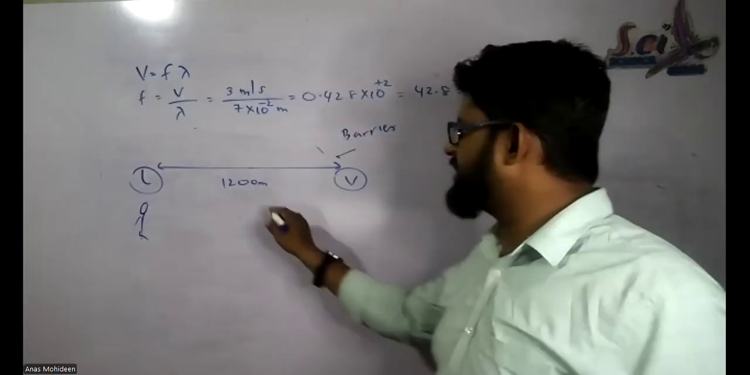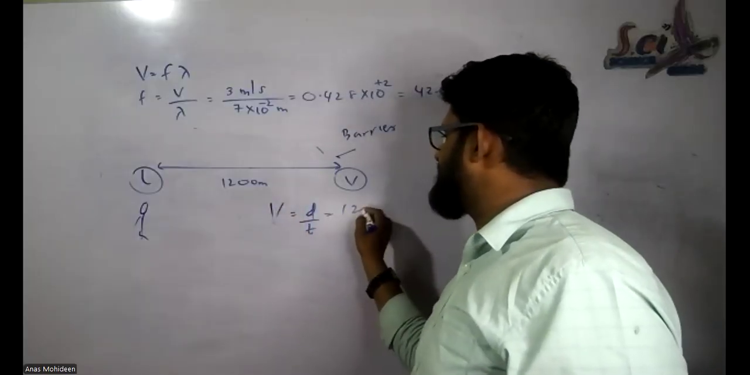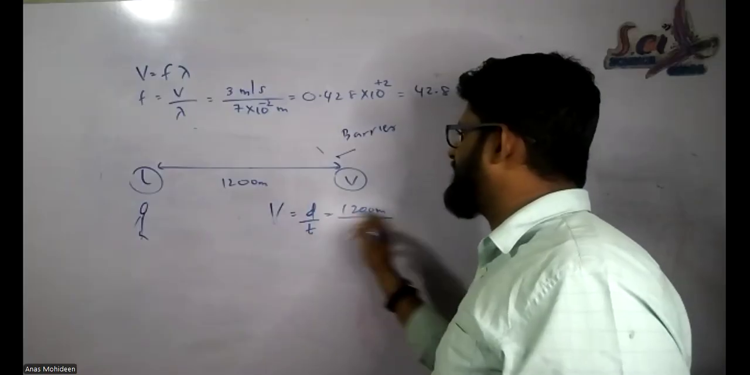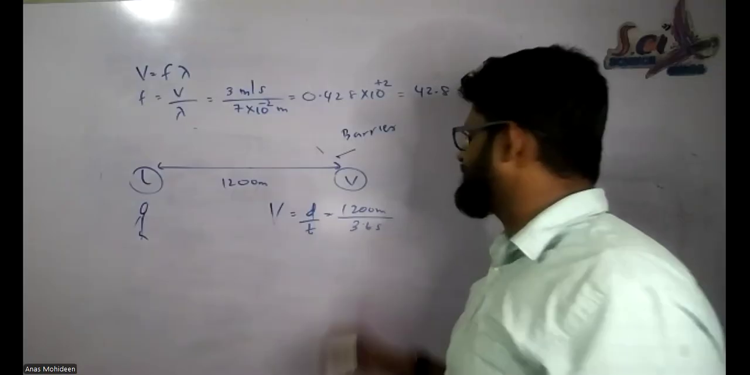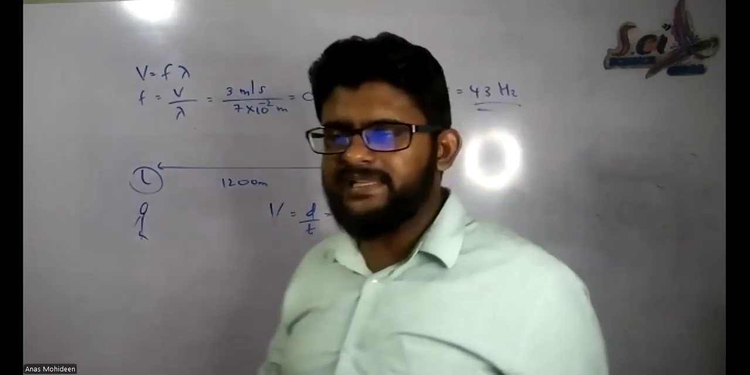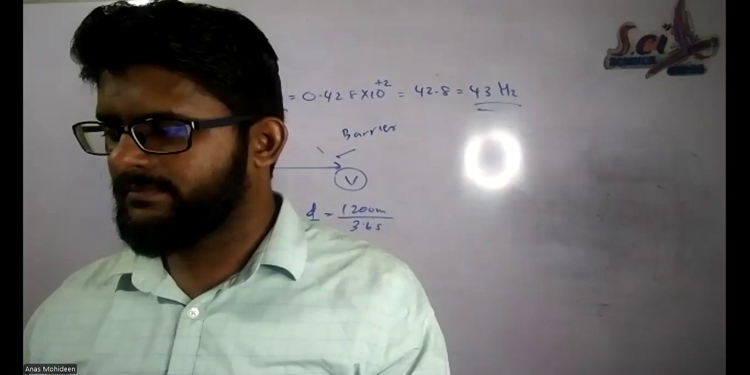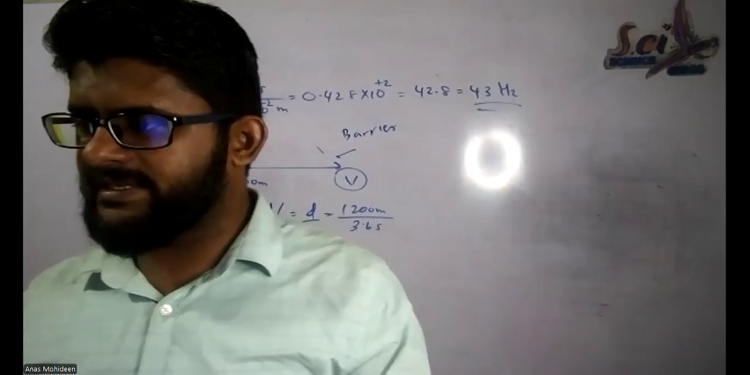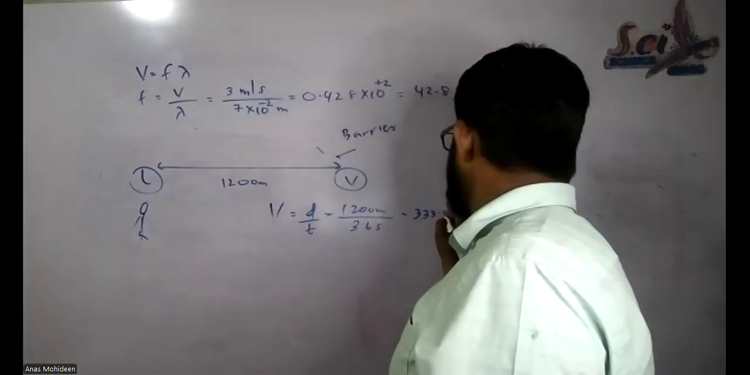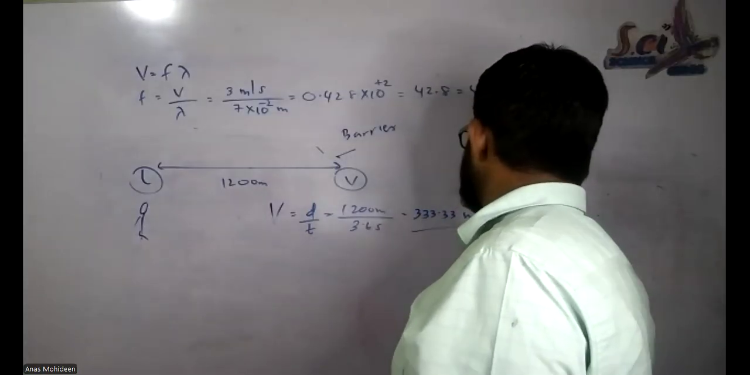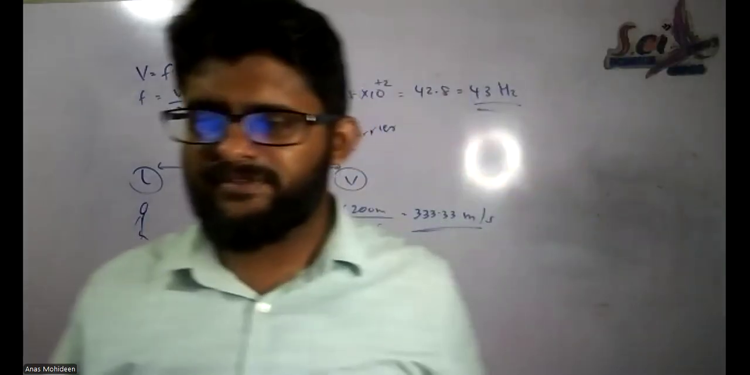So how do you find out the speed now? Speed equals distance over time. Distance is 1200 meters divided by what is the time taken? 3.6. 1200 divided by 3.6. You understand that point? It gives you somewhere about 333.33 meters per second. This is the usual speed of sound.